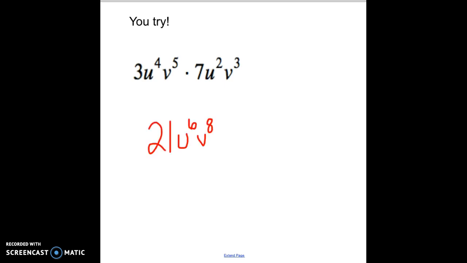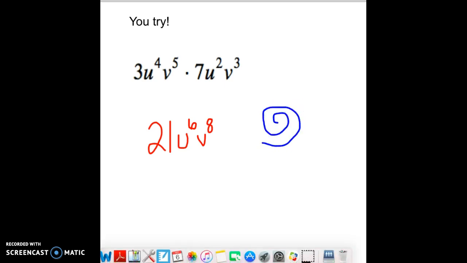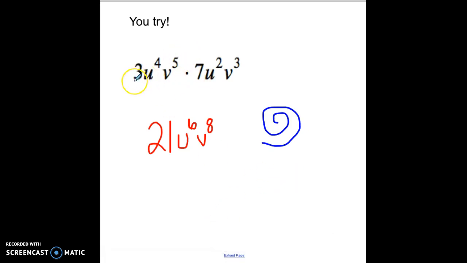Did you get 21u to the 6th, v to the 8th? If you did, give yourself a swirl. If you didn't, go back to the examples and see where you went wrong. This one was a little bit tricky because this is the first time we've had two different bases. Because we're multiplying in the center, you can just go ahead and multiply like normal. If you got it wrong, give yourself an X. When you fix your mistake, put a circle around it.